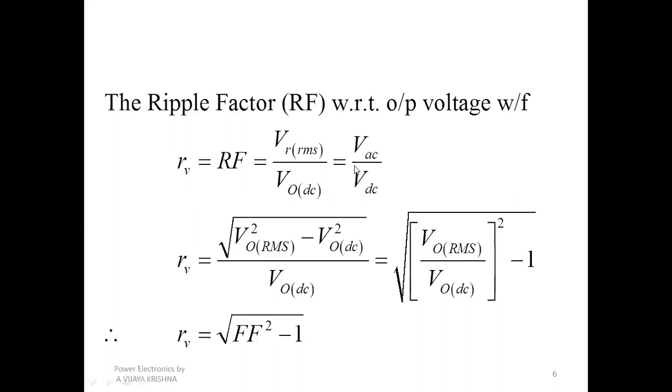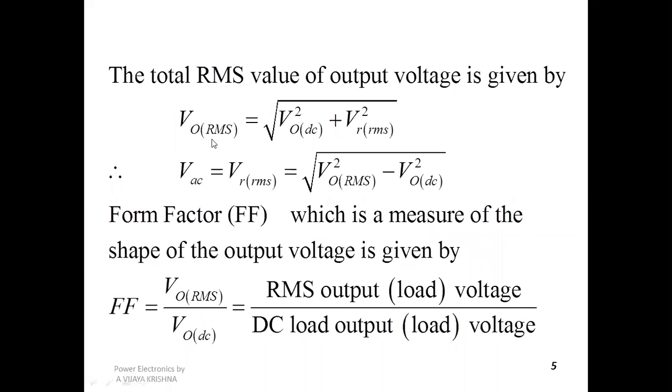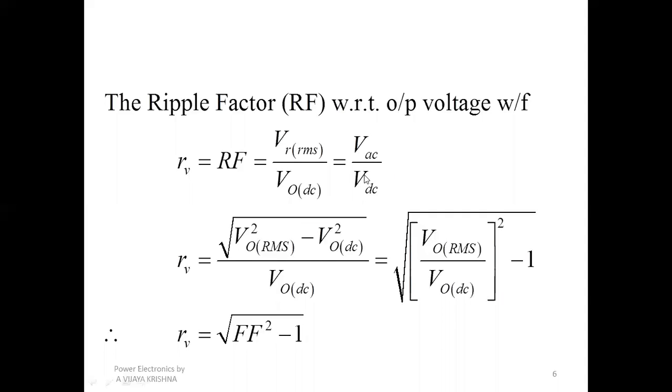That's why VAC by VDC. Then how can you determine the ripple factor? The ripple factor is equal to VAC by VDC, where VRMS is nothing but the square root of V naught square RMS minus V naught square DC. It is actually derived from the previous one. This VRMS is related to the VAC, so VAC has been substituted with the VRMS value from the previous expression of V naught square RMS minus V naught square DC.